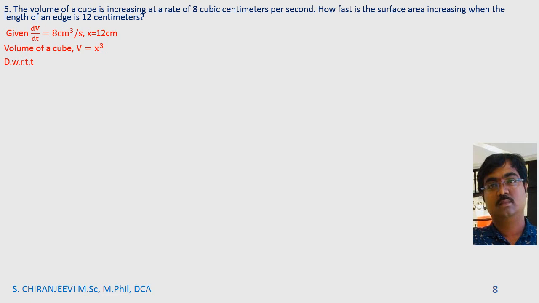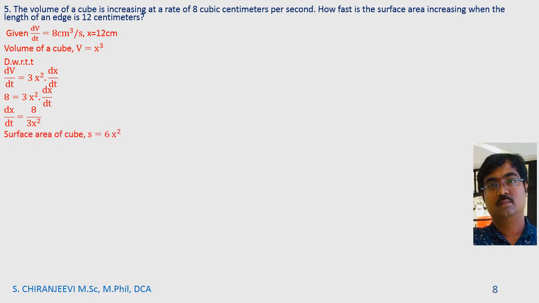Differentiating with respect to t, dv by dt equal to 3x square into dx by dt. Substituting dv by dt, 8 equal to 3x square dx by dt. So dx by dt will become 8 by 3x square.